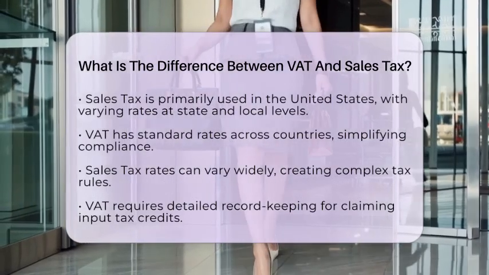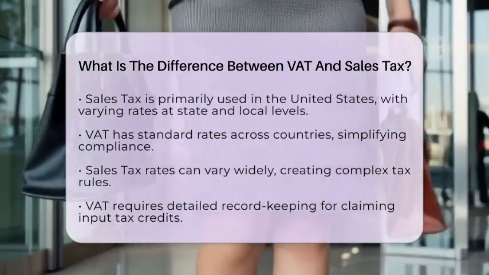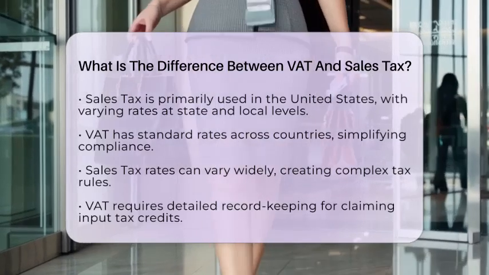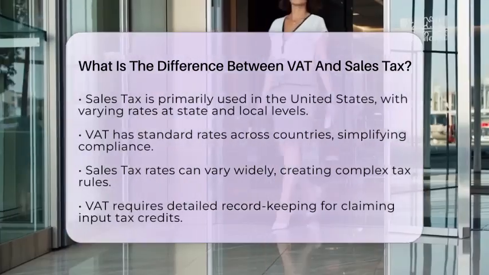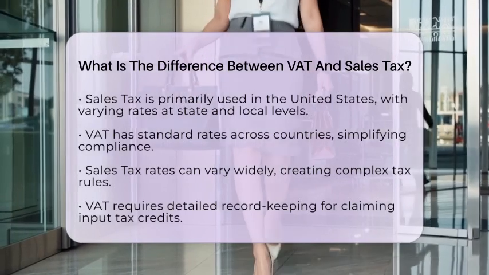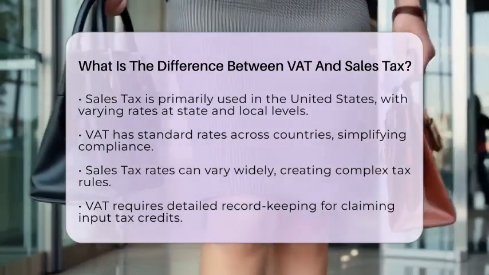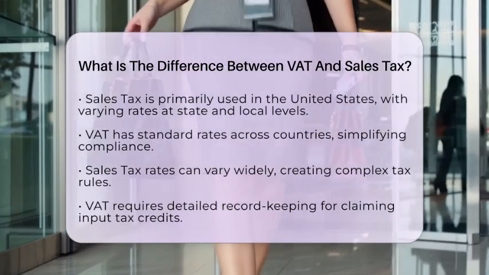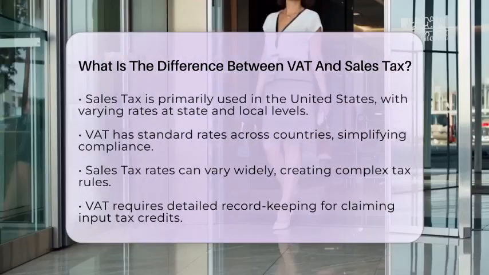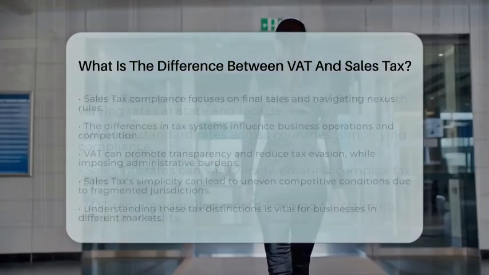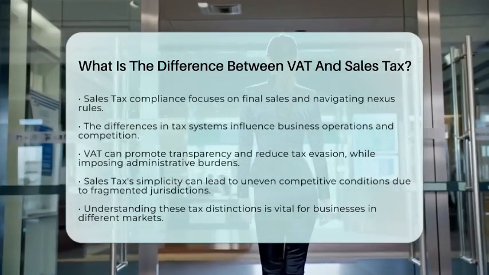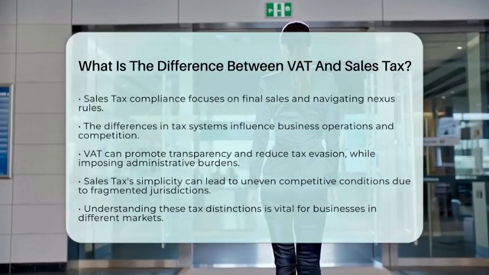Value-added tax requires businesses to keep detailed records of the tax paid and collected to claim input tax credits. This can increase administrative work but helps prevent tax cascading, which is when tax is applied on tax. Sales tax compliance focuses on collecting tax only on final sales, but businesses must navigate nexus rules, which determine when they must collect sales tax in different jurisdictions. This can be quite complex in the United States.